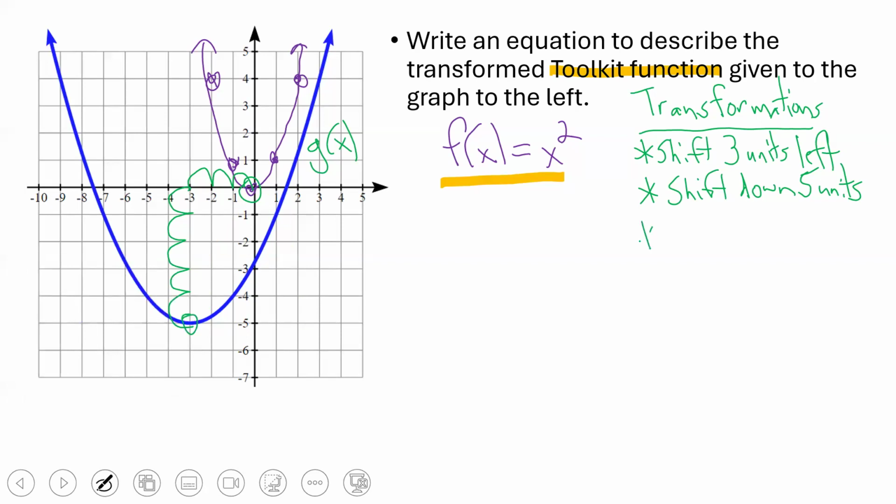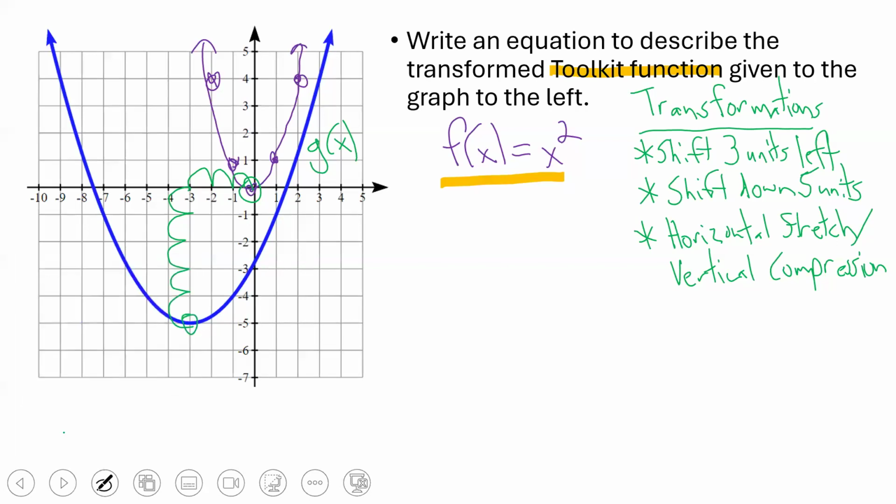But in both those cases, it's really difficult just from looking at the graph to determine what that horizontal stretch or vertical compression has been. So for right now, I'm just going to notate those. So there's been a horizontal stretch or a vertical compression, and those are the same thing. Okay, and now we have all the information we need to write the equation of the function g.